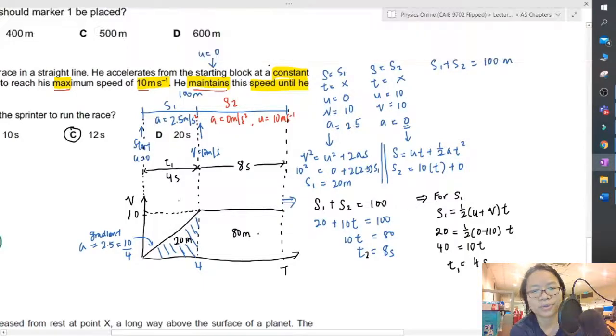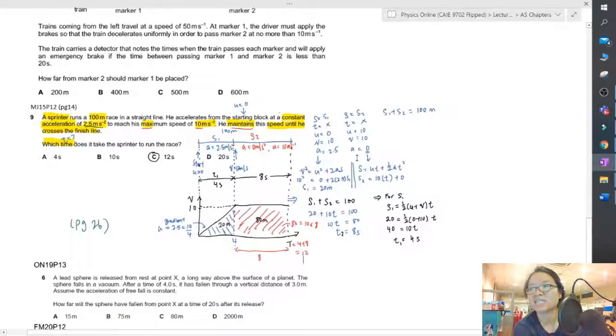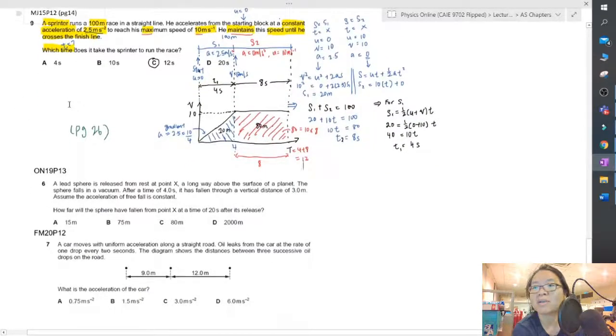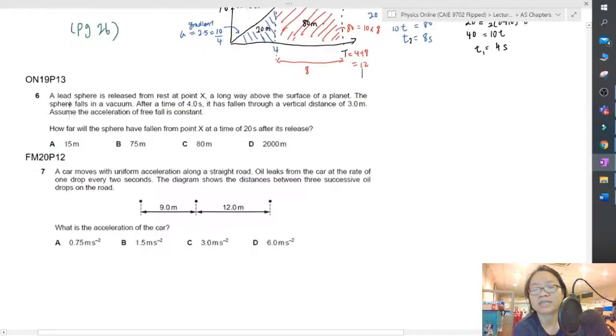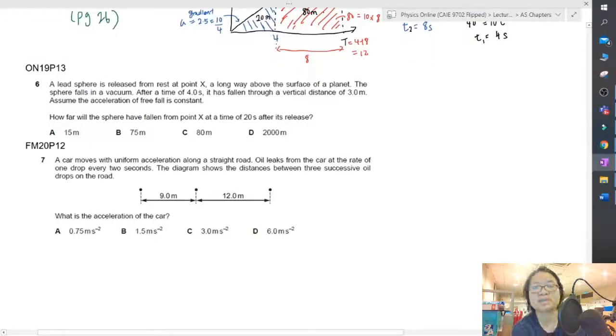There we go. So to have 80 meters here in the rectangle, since I have 10 as the speed, I need to travel for 8 seconds to cover 80 meters. So 8 plus 4 is 12. Ta-da! Hence, a graph is always preferable, always nicer to use than the SUVAT equations. But we will be using a lot of kinematics equations when we move on to the other subtopics in the chapter. Let's do another question.